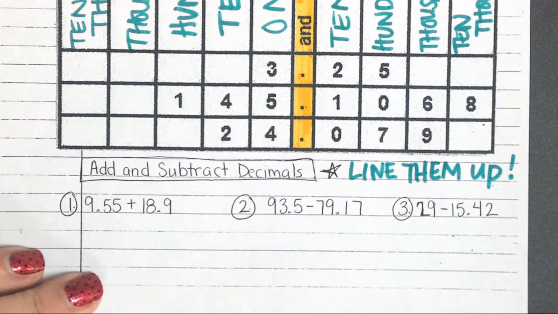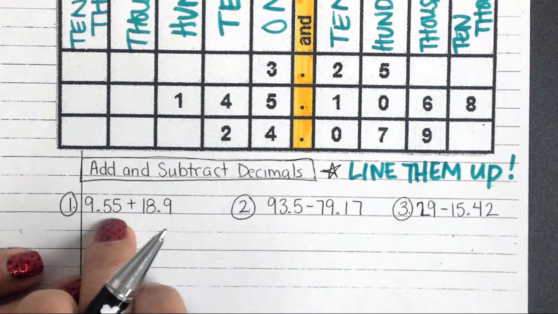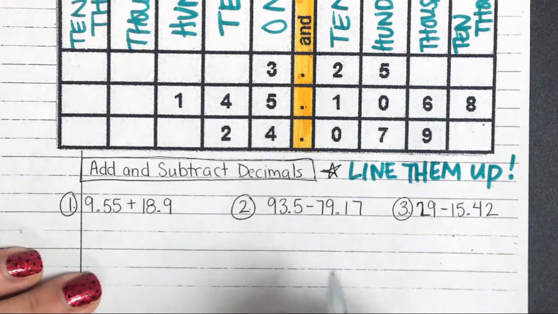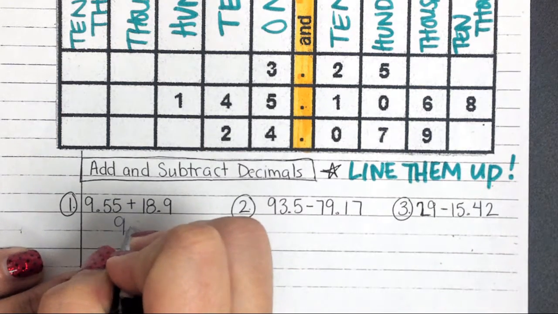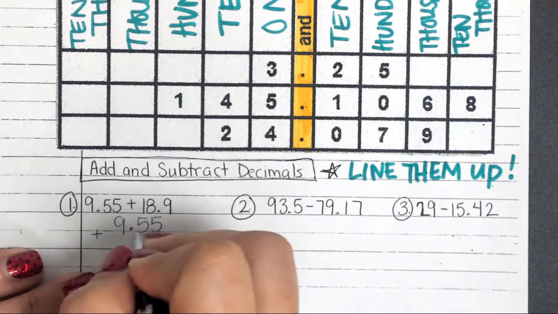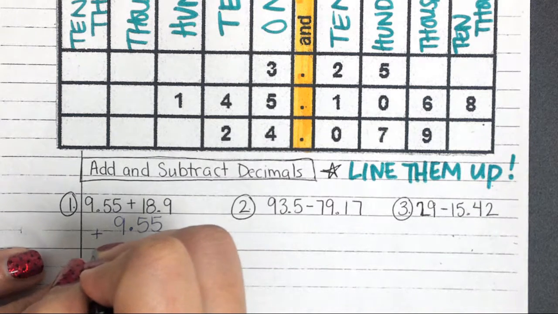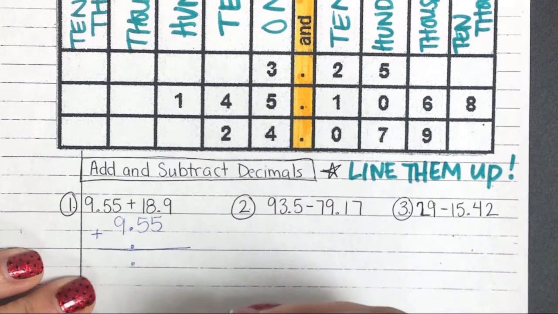And this is only on addition and subtraction, okay? So today we're just talking addition and subtraction. So let's look at our first number. We have 9 and 55 hundredths plus 18 and 9 tenths. So we have 9 and 55 hundredths plus, I'm going to go ahead and line my decimals up. I'm going to go ahead and do the one for my answer too.